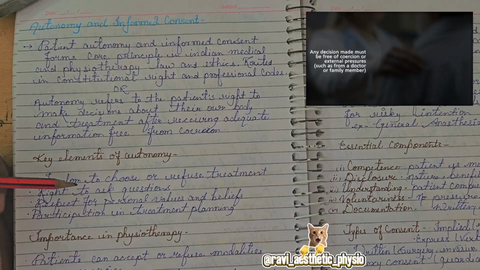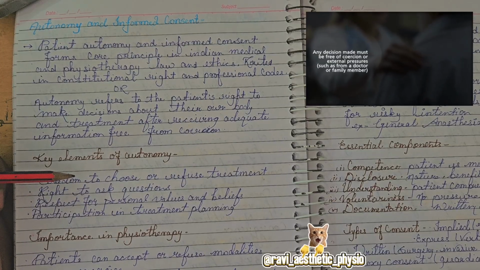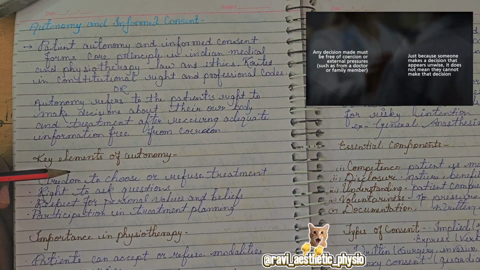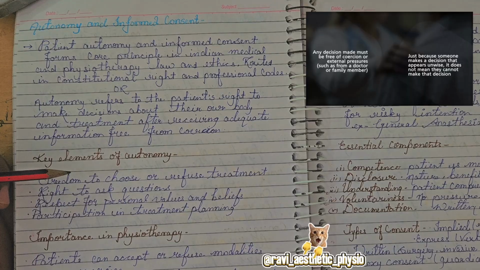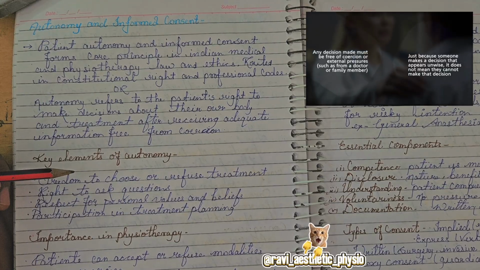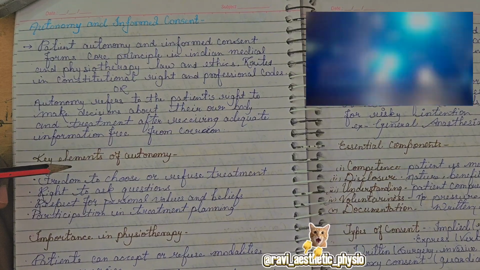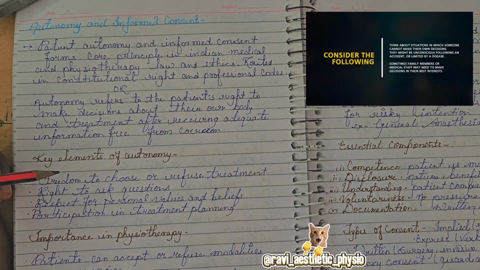First, freedom to choose or refuse the treatment. Freedom to choose means any kind of alternative option the patient can choose. If it does not suit them, they may not like electrotherapy treatment and prefer physical treatment. Also, they have the right to refuse the treatment, either electrotherapy or any kind of gadgets. So there is a right in informed consent before signing: the patient has the right to refuse and decline the treatment procedure.